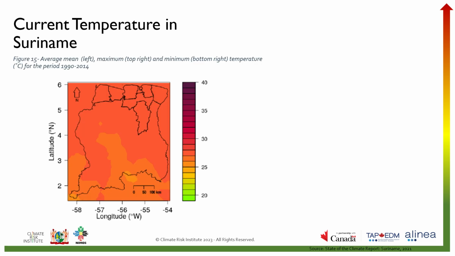We are now going to look at some maps to review the trends that I was just describing. And these maps are from the 2021 Suriname State of Climate Report. So the first map, the map on the left here, is showing the average mean temperature for the period 1990 to 2014. So what they did is they took the mean temperature for every year in that time period and they averaged all of those numbers to get one average.